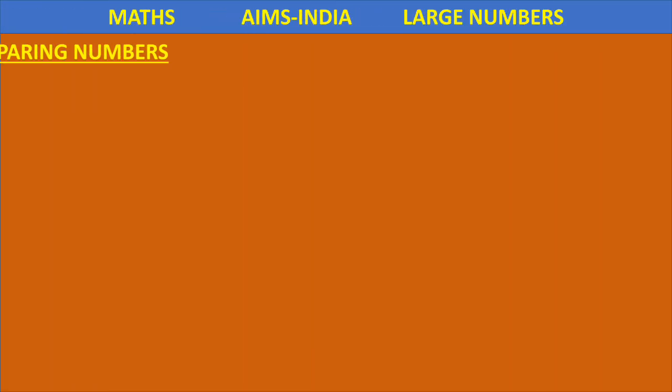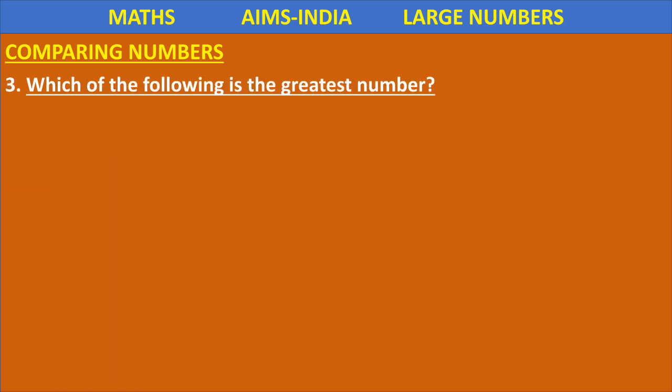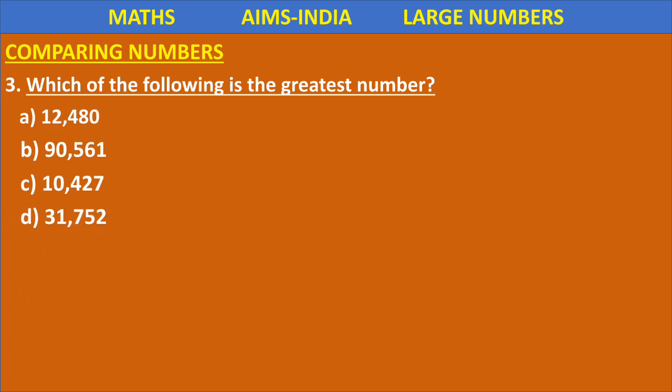Moving on, question number 3. Which of the following is the greatest number? Option A 12,480, option B 90,561, option C 10,427, option D 31,752. What is the correct answer, children?